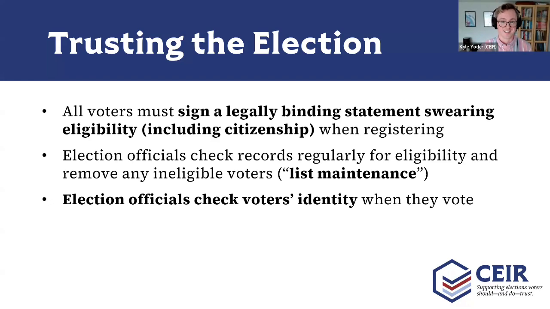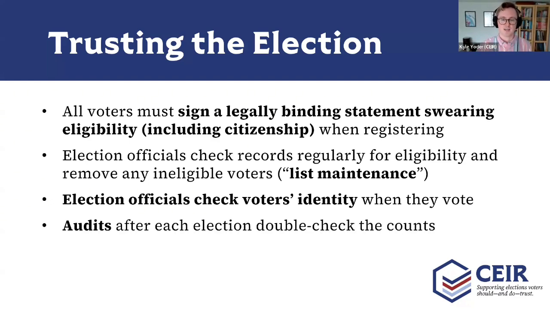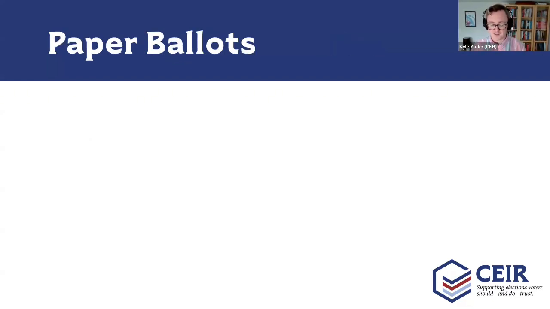pre-processing, verifying the identity of every mail ballot that is received. And then audits after every election, double check the counts, make sure that everything went according to plan, everything is above board, and flagging any issues and fixing those issues if and when they do arise. Paper ballots are also key here for those audits.